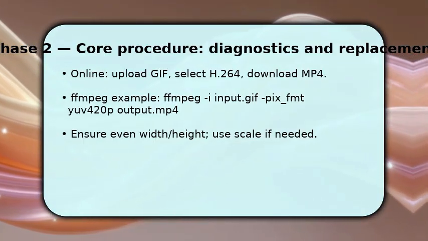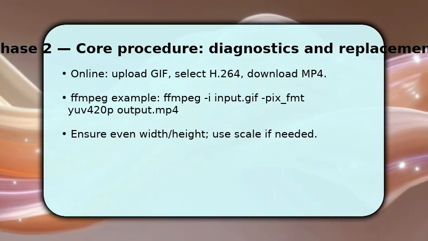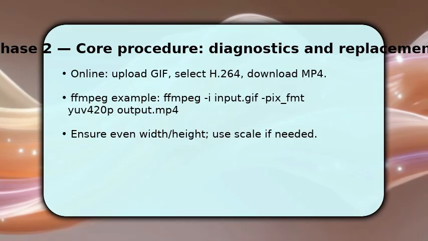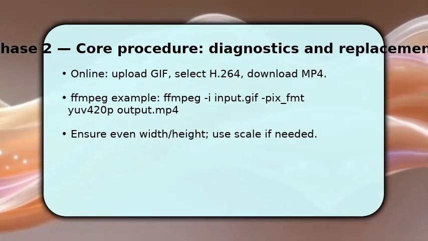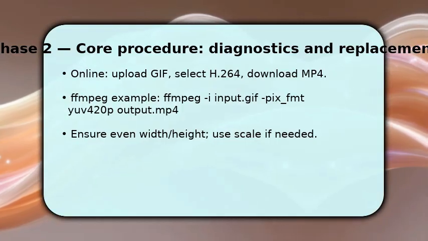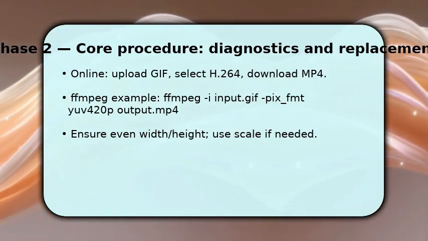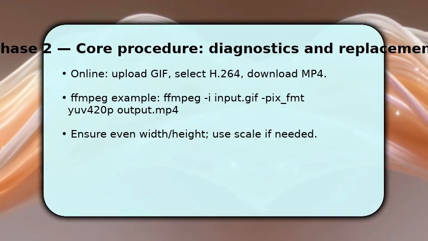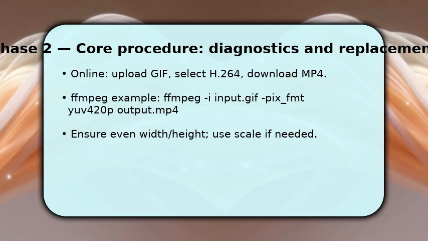If using an online tool, upload the GIF, choose H.264 codec and MP4 container, then download the result. If using FFmpeg, run the command shown on screen and add a scale filter if dimensions are odd. Once converted, play the MP4 to confirm smooth looping and correct colors. Make sure the file uses YUV 420p for wide compatibility.